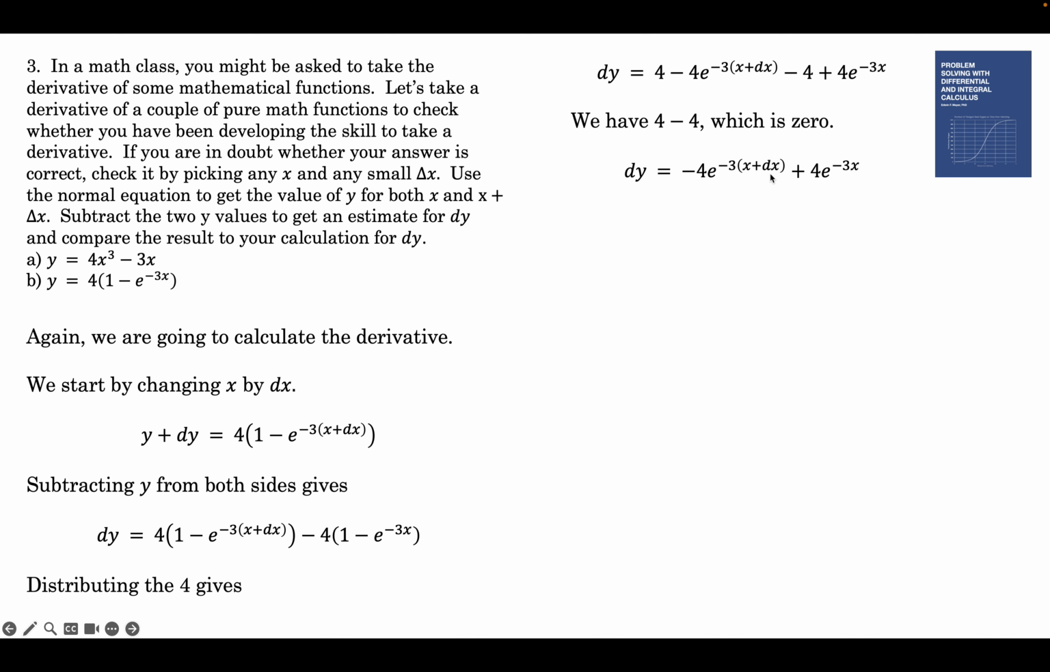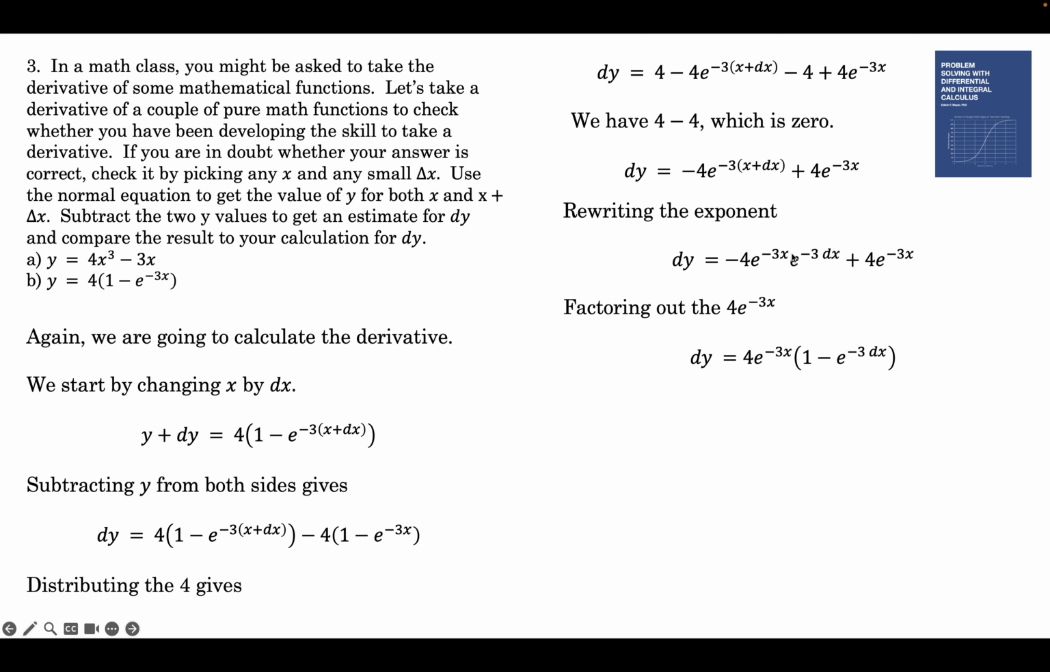And we have this. We can rewrite this exponent like that, and we can factor out 4 e to the minus 3x. We can factor that out, and we have this. Now we have this crazy thing here, e to the minus 3 dx. That exponent is infinitesimally small. e to the 0 is 1, so this is going to be a little bit less than 1. We have an infinite series, and we can get that value.